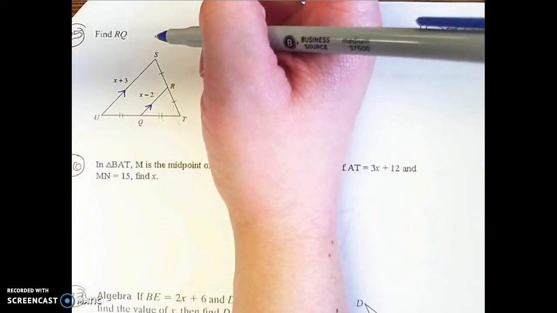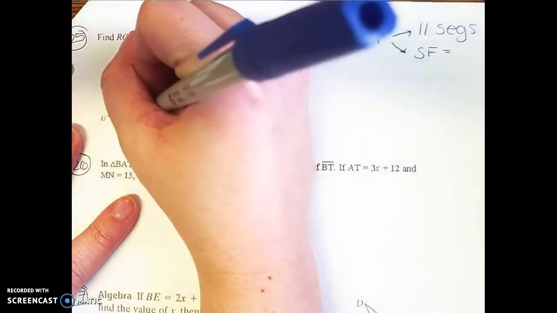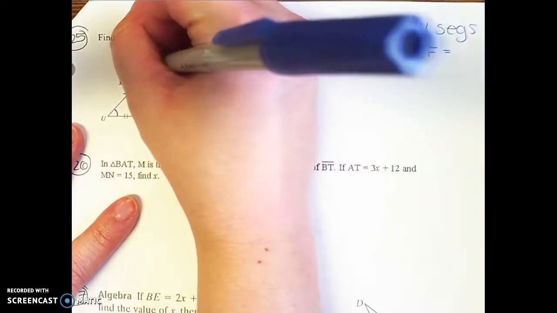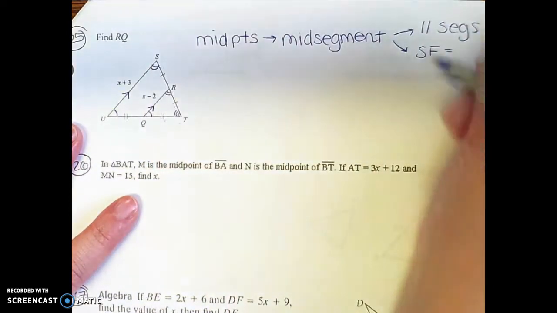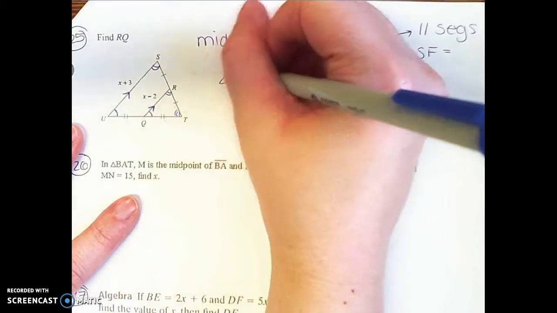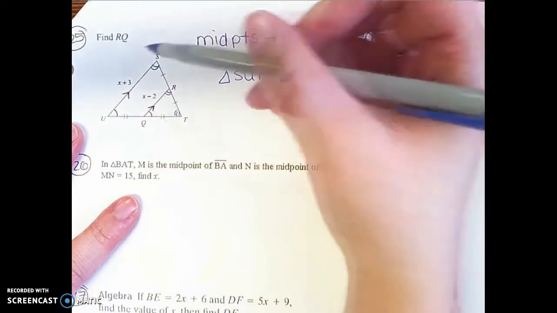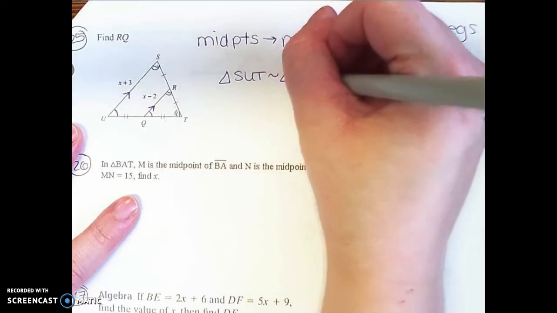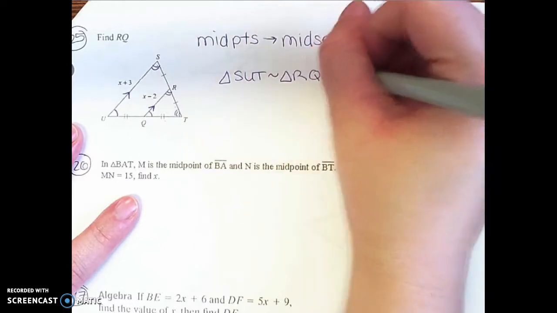Again, that's important to understand so that I know what angles are congruent. If I have parallel lines, then corresponding angles are congruent, and angle U is congruent to angle Q, S is congruent to R, and by the reflexive property, angle T is congruent to itself. So at this point, I can set up my similarity statement. Triangle SUT is similar to triangle: S corresponds with R, U corresponds with Q, and T corresponds with T.